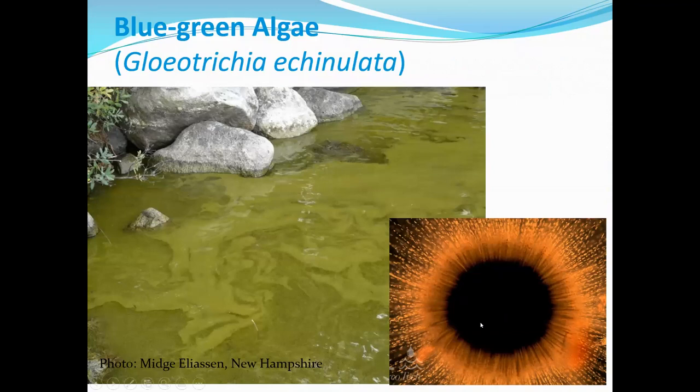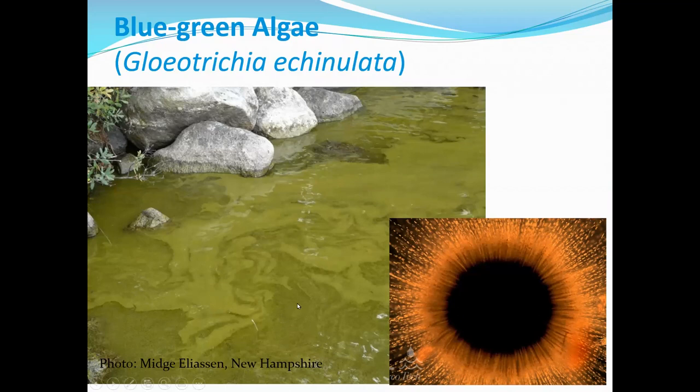This is, again, one of my favorite blue-greens. This is Gloeotrichia. Usually, this is taken from a bit of a distance, but you can kind of see in that picture that there are actually individual colonies. You can see these in the water. They are macroscopic, and they're awesome.